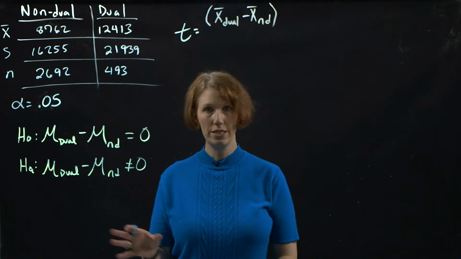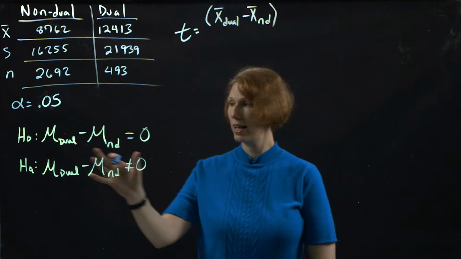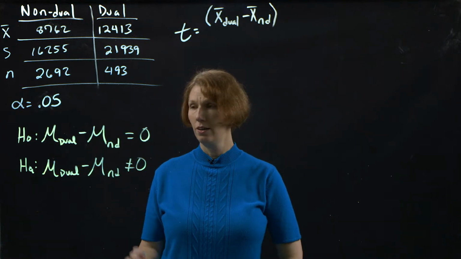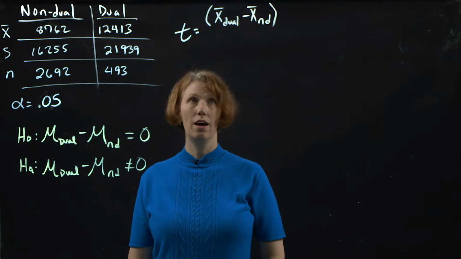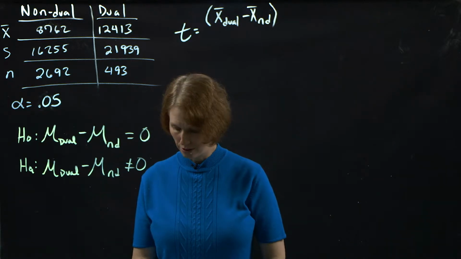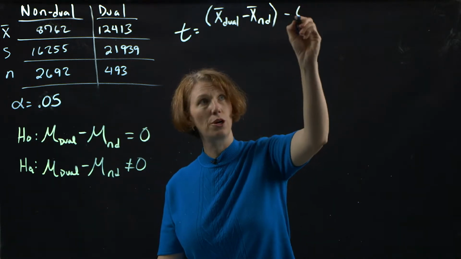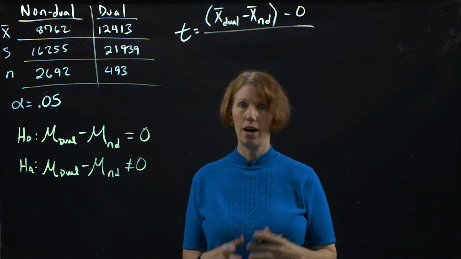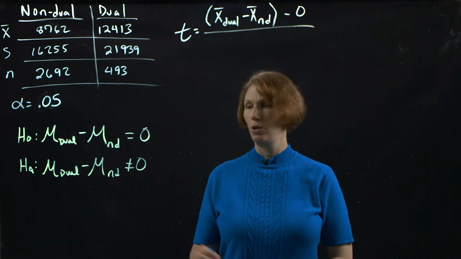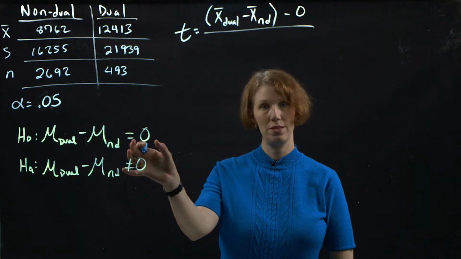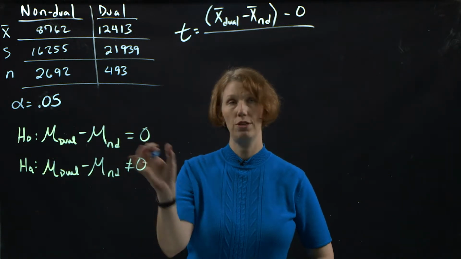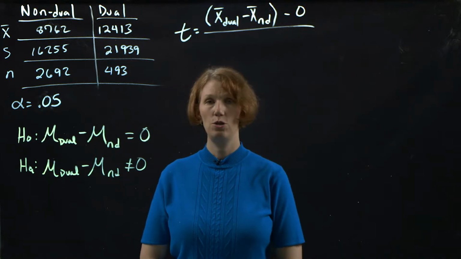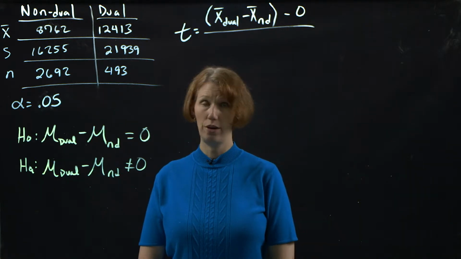It is important here that the ordering that you use in the hypothesis holds here with the point estimate of the difference. The second term is the value under the null hypothesis. So that 0 is coming from this value right here. The null hypothesis is that there is no difference, and so that's what I'm going to insert into the numerator.